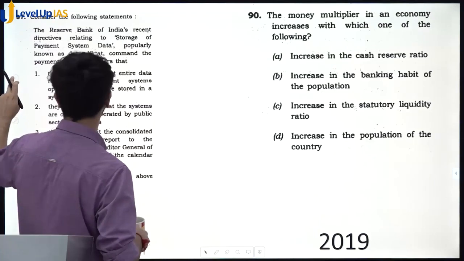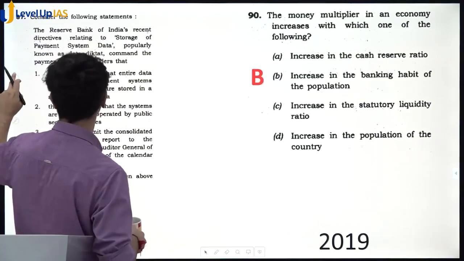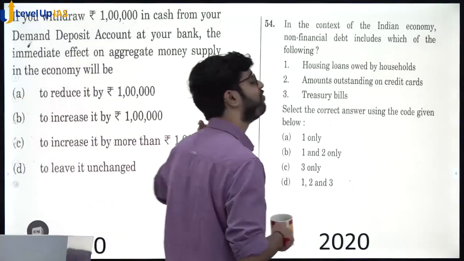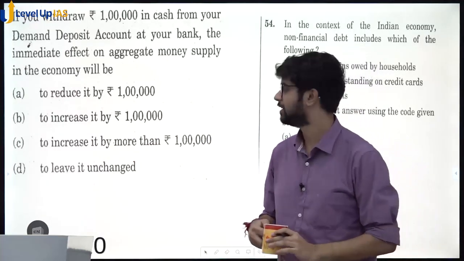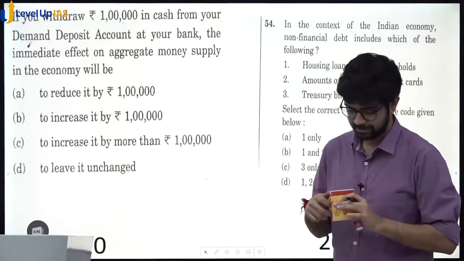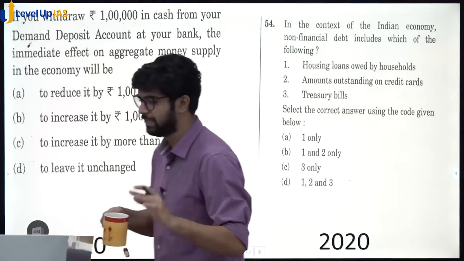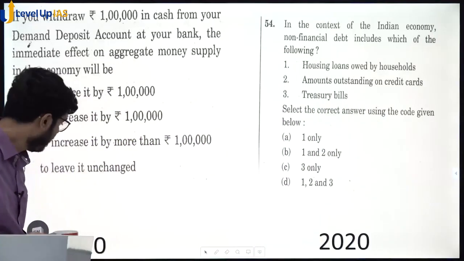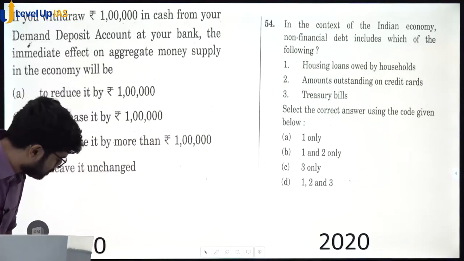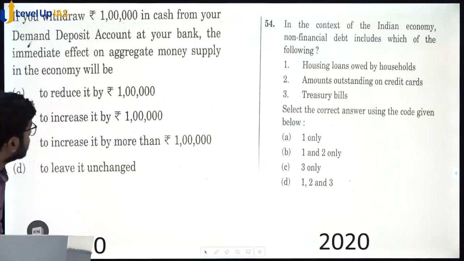Next. B, correct. Next. My favorite question, favorite test question. Read this. Take 2 minutes and tell me the answer. Latest 2020. See, I always tell you that conceptual questions come. We have discussed 50 questions till date. Hardly 3-4 questions were factual. Everything is conceptual.